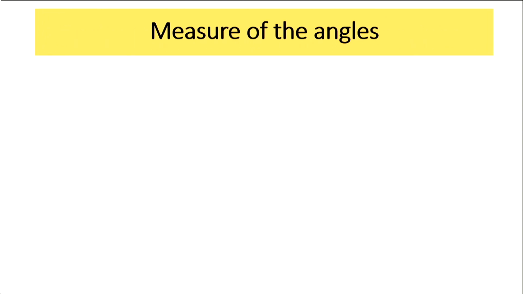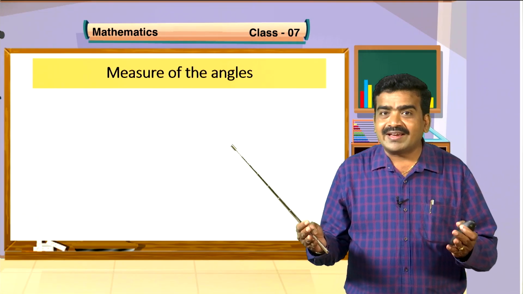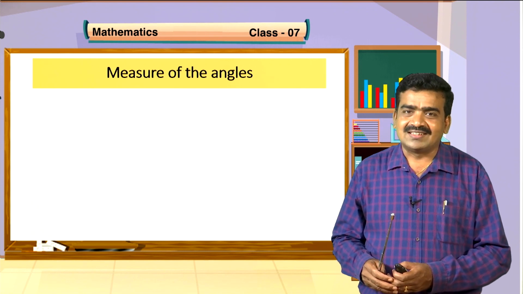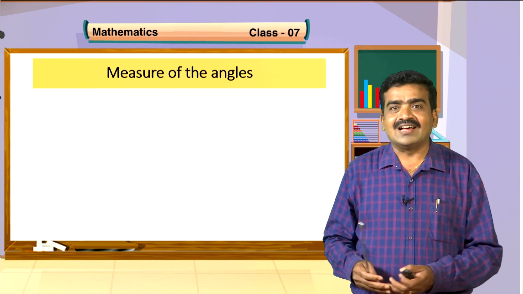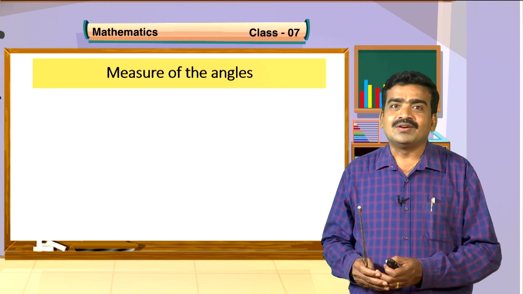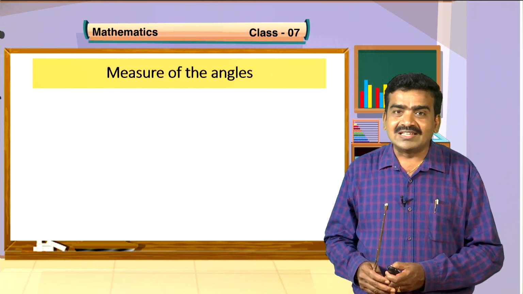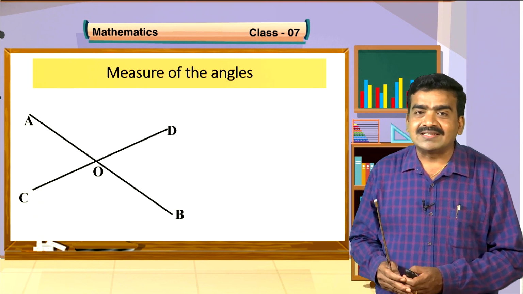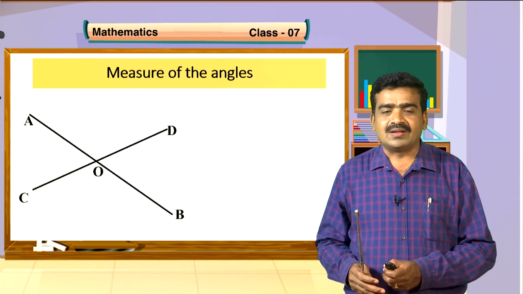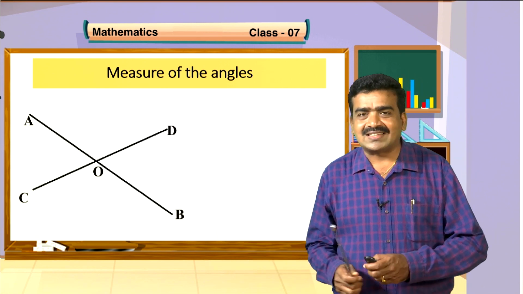Now, let us measure the angle formed by the intersecting lines. You have learned the method of measuring angles in the previous class, and you are able to identify the angles, and also you are able to take the readings where the vertex is formed in an angle, and also you are going to take the exact reading by placing the protractor properly. Now, let us try to measure the angle formed by the intersecting lines.